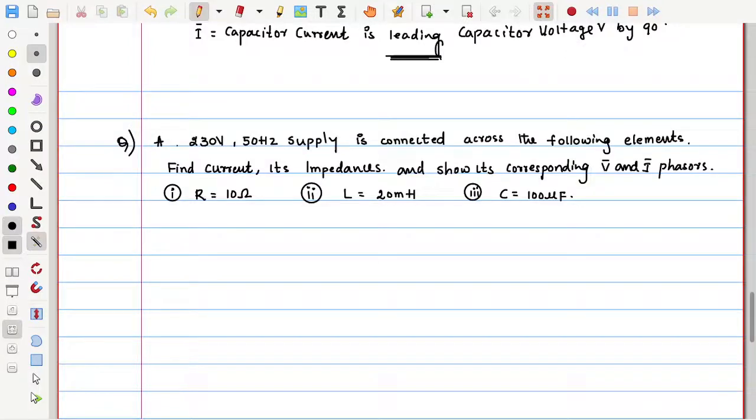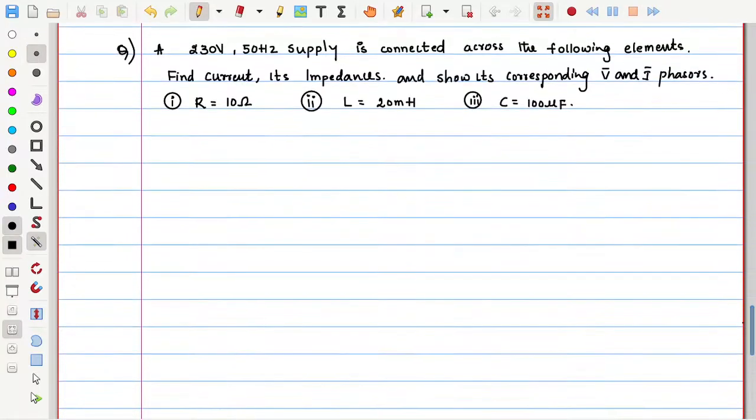Right? So a 230 volts 50 hertz supply is connected across a resistor. Case 1: find the current and its impedance, and show the corresponding voltage and current phasors. Case 2: if this same supply is connected across an inductor of 20 millihenry, repeat the problem. Similarly for a capacitor of 100 microfarad. So let us see how we can do this.